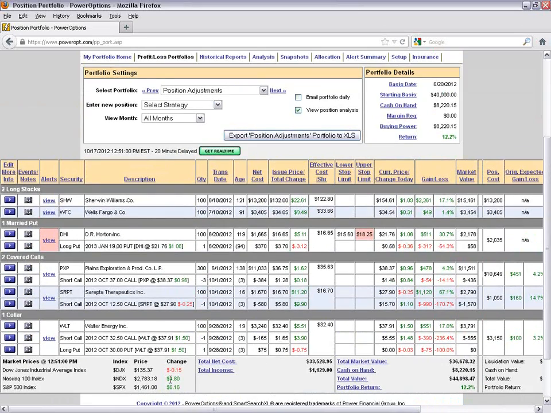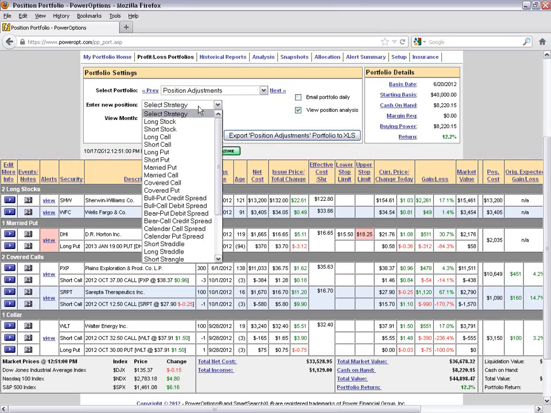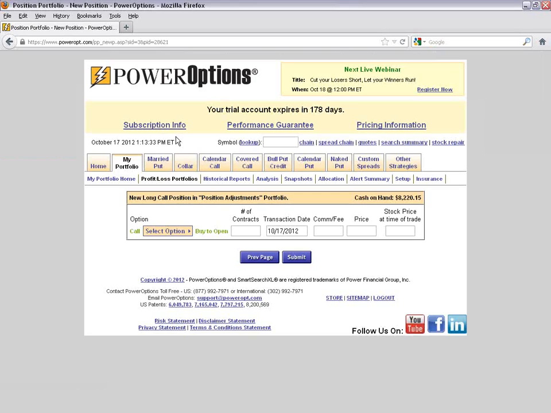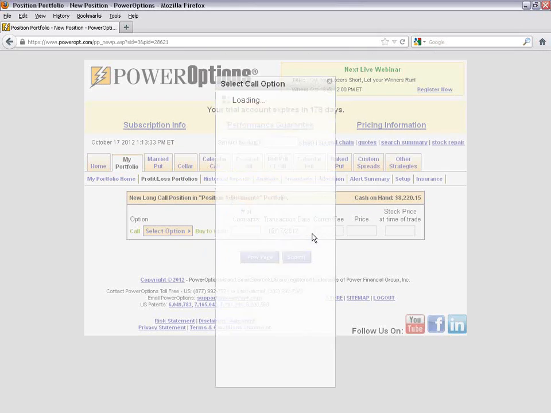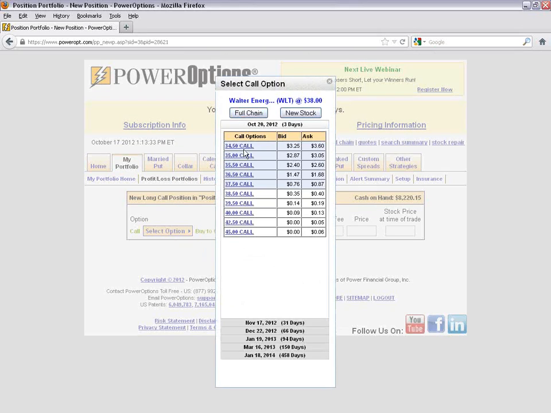All right, I want to go back now to the profit and loss portfolio. I'm going to add a new position very quickly, looking at Walter Energy. We know that on 9/28, we sold the October 32.5 call for $1.65. That meant we could have also bought on 9/28 the October 32.5 call on Walter Energy for probably $1.70 or $1.75. Let's do that for our long call traders. Select a strategy. I'm going to enter a new position, and I'm going to enter long call. Got to select option. We've got to put on our stock symbol, WLT. Let's click submit. There's our chain.